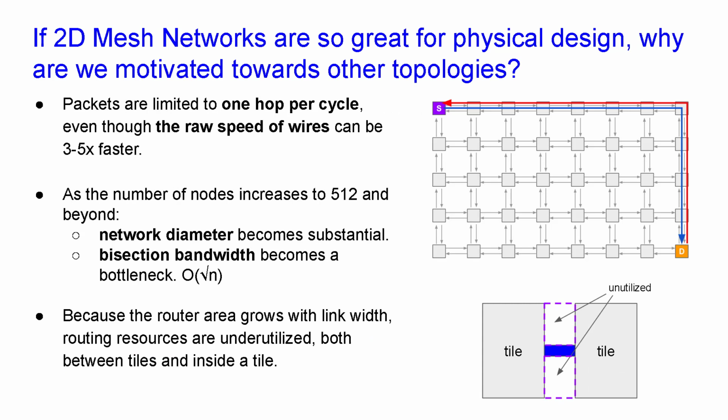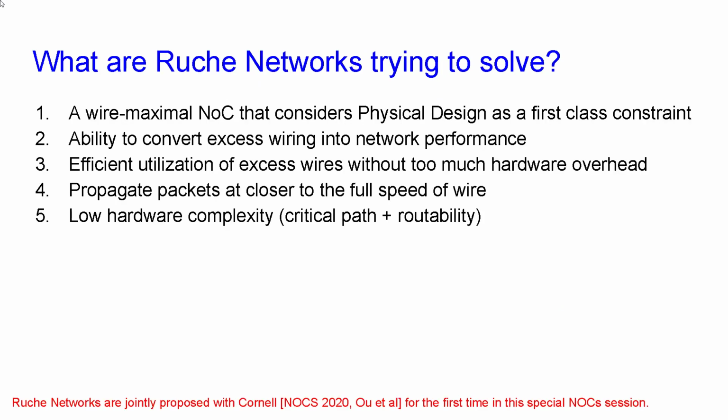If 2D mesh networks are so great, then why are we motivated to find different topologies? First, packets are limited to 1 hop per cycle, even though the raw speed of wires can be much faster. And as the number of nodes increases, the network diameter becomes substantial, and the bisection bandwidth becomes a bottleneck. Also, because the router area grows with link width, the routing resources are underutilized, both between tiles and inside a tile.